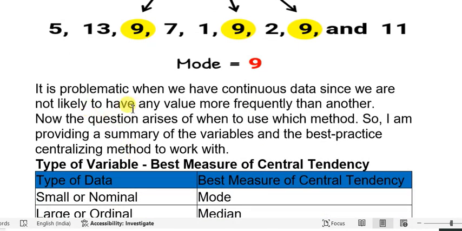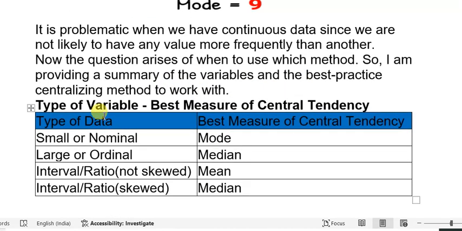It is problematic when we have continuous data, since we are not likely to have any value occurring more frequently than another. Now the question arises: when to use which method? So I am providing a summary of the variable types and the best practice central tendency methods to work with. Types of variables and the best measure of central tendency.